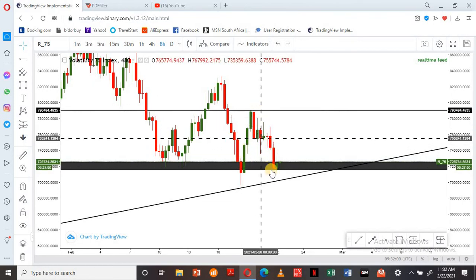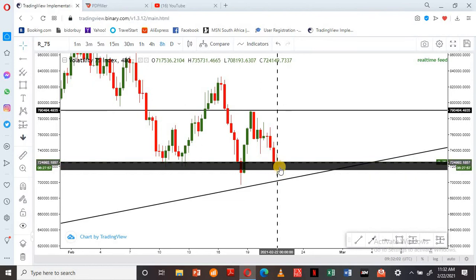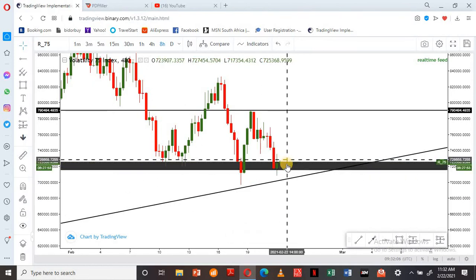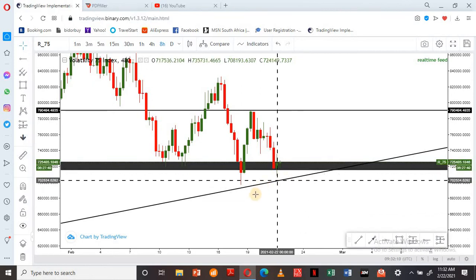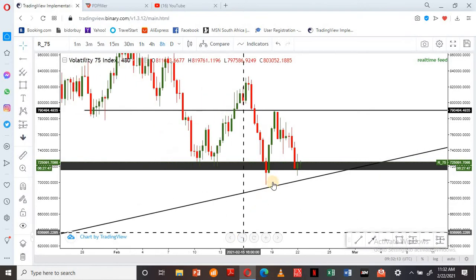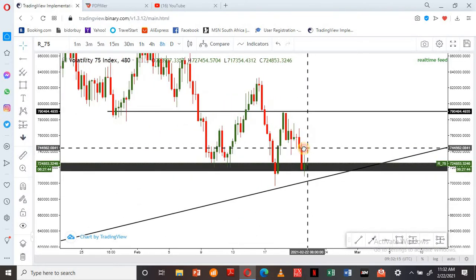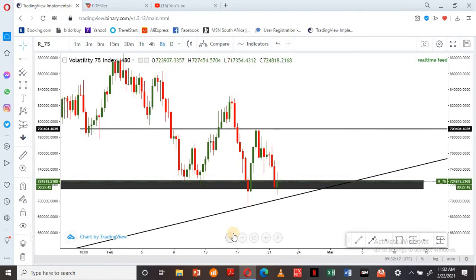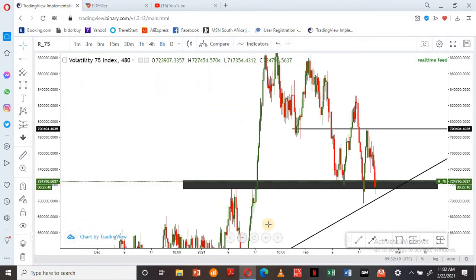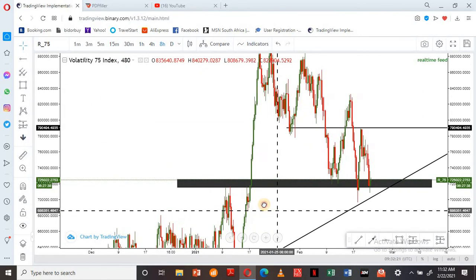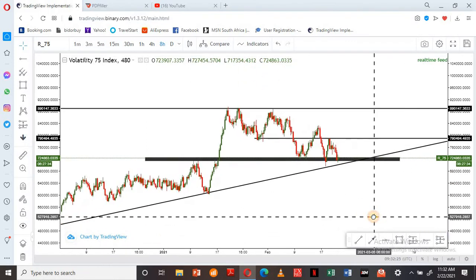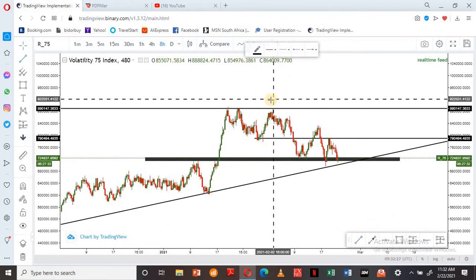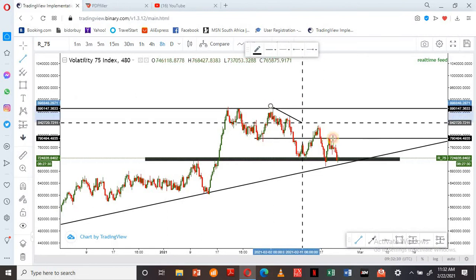So now we need to check here. You can't just enter here. If you enter, you are taking risk because this might break. We need something solid. We can't really enter a buy here. We need something solid.